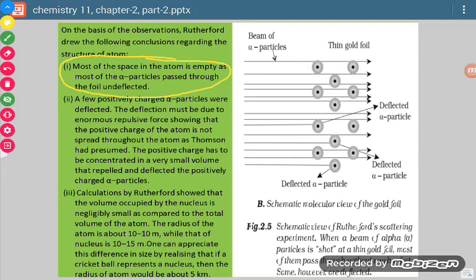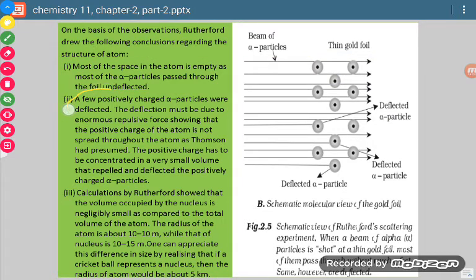And why is it so? See, most of the space in the atom is empty. That is why it is possible that these alpha particles are moving straight. How is it possible? If most of the space within the atom is empty, only then it is possible.